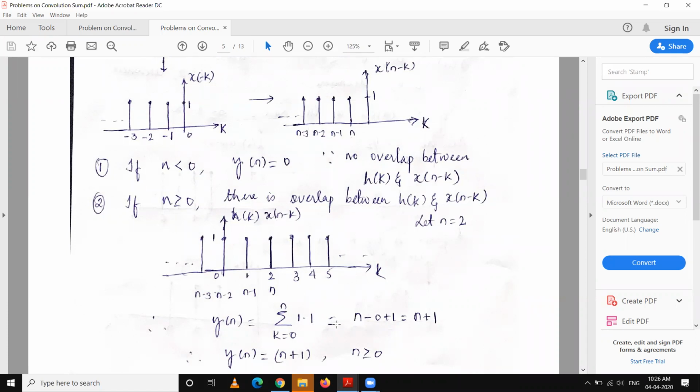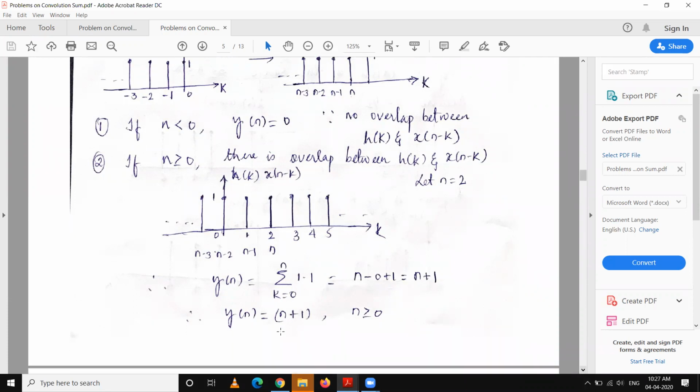So I told you, when we have a constant like this, the formula is upper limit minus lower limit plus 1. The upper limit is n, the lower limit is 0. So n minus 0 plus 1, so it is n plus 1. So y of n is equal to n plus 1 for the condition n greater than or equal to 0.